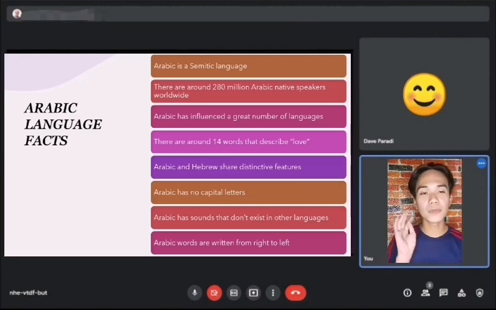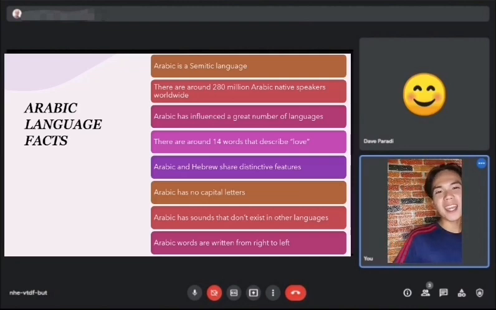There are around 14 words that describe love. Do you know that? Each word for love describes specific stages of falling in love. For example, Hawa describes the initial attraction towards someone. And then they refer to huyum, the loss of reason that follows, and ishq, a blind desire.